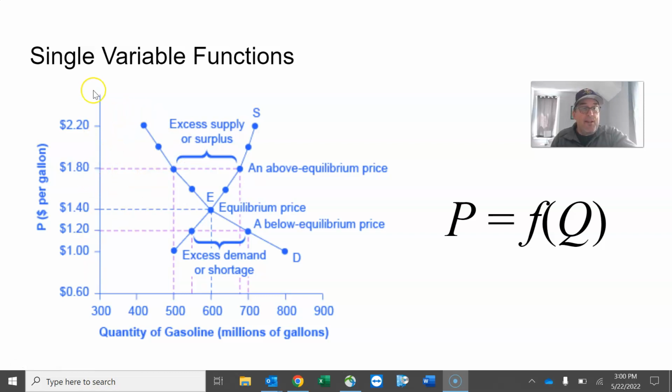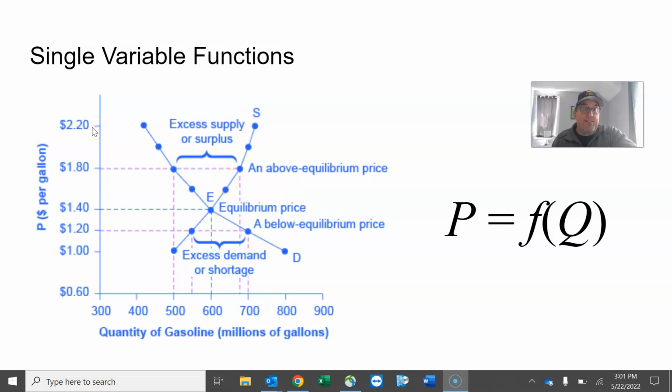The price per gallon is a function of the single variable quantity of gasoline in millions of gallons. So this is a typical supply and demand curve. Maybe you've heard of it, supply and demand. When the quantity of gas, the amount of gas, is high, the price is low, and when the quantity is low but demand is high, the price is high. And it's just an example of how economics works.